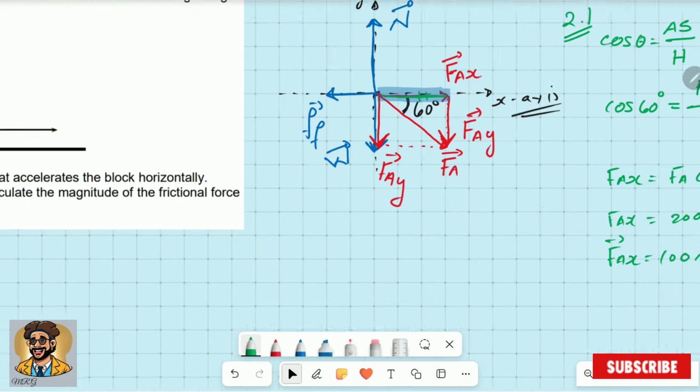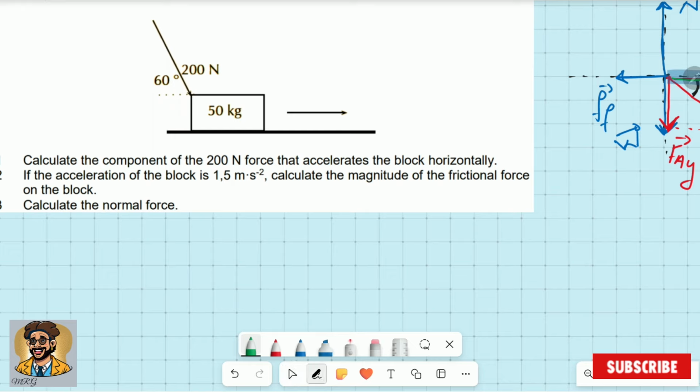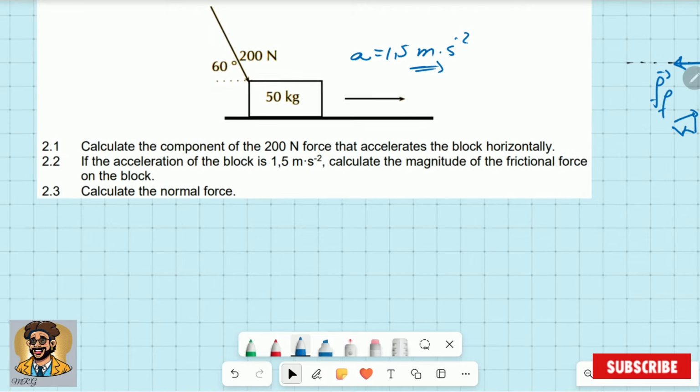The next question says calculate, if the acceleration of the block is 1,5 meters per second square. So a part of the data here, now I know that the acceleration is equal to 1,5 meters per second square and is in that direction. You can see it in the picture there. All right. Calculate the magnitude of the frictional force on the block.